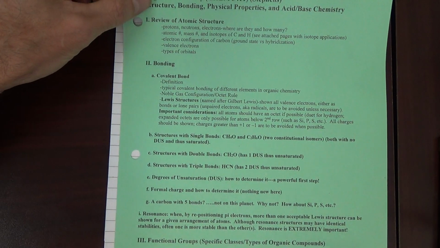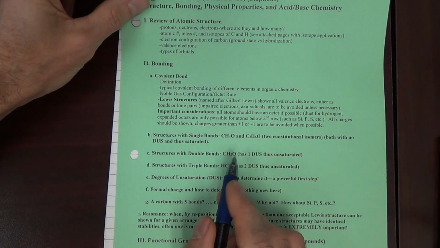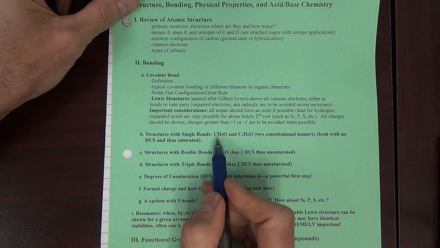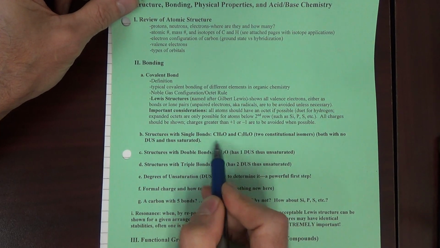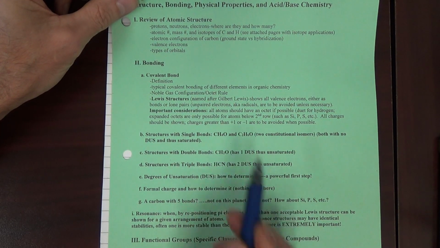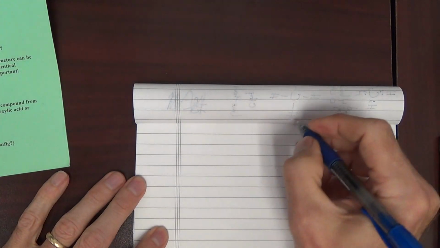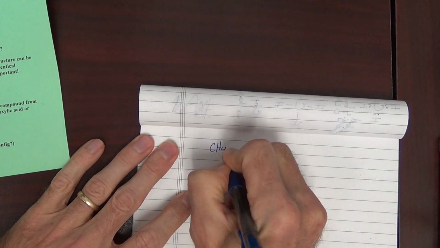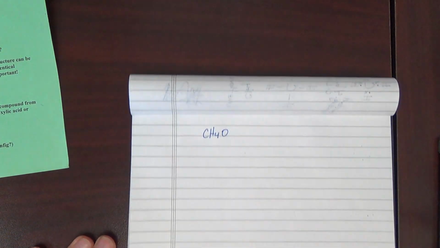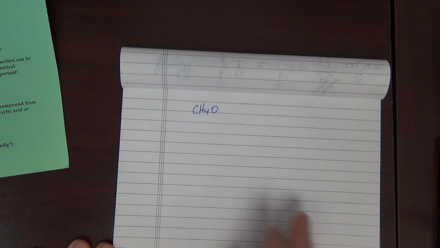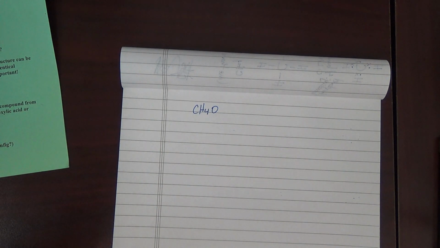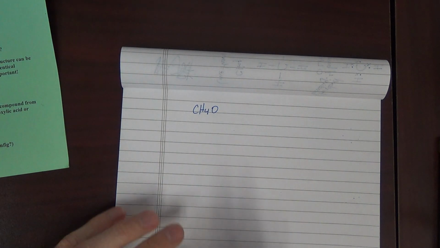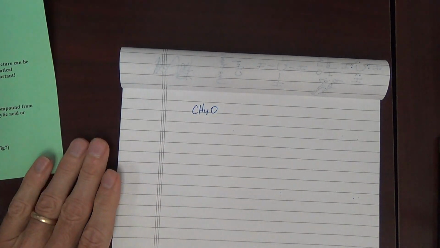And you can even try some of these structures. The idea here is to put together a structure for a formula with CH4O. Let's do that here as we end this video. CH4O. Then you can be thinking about this before you watch the next video. How can we put together a structure here?